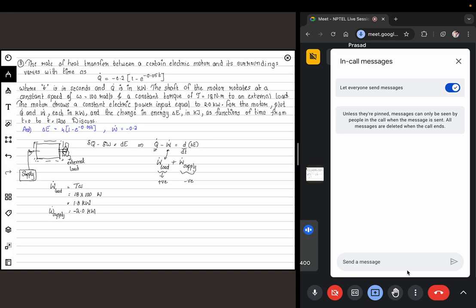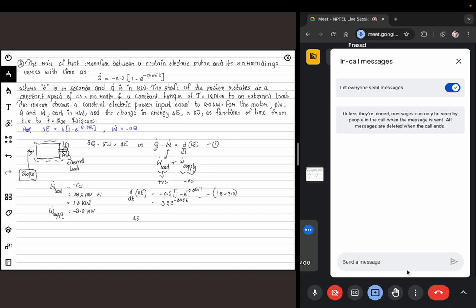If I substitute this into my original governing equation, I have dE dt equals Q dot, which is given to be minus 0.2, minus W dot. So you have a load of 1.8 and then supply of minus 2.0. So the 0.2 gets cancelled and you are left with 0.2 times e to the power minus 0.05t. My aim is to calculate the change in internal energy over a given time between t equal to 0 to 120. So I just integrate it.